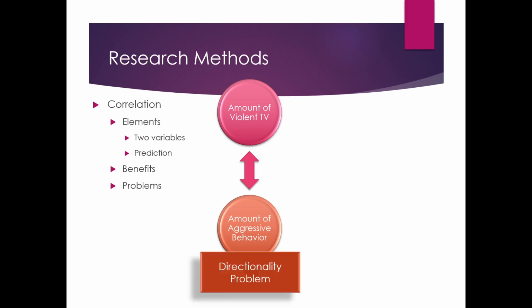So this is what we call the directionality problem. If there is, in fact, a causal relationship between these two variables, there's no way to figure out which direction that cause flows just based on a correlation. We'd have to follow up with an experiment in order to figure out which is causing the other.